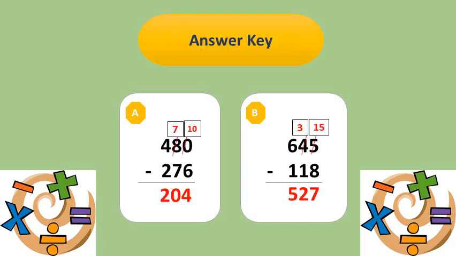Here's the answer key. I hope you did it correct. A, the answer is 204. B, the answer is 527. Okay, so remember always to show your work. If you are going to regroup, I must cross and I write on the number. Don't skip this step because it's showing my understanding.